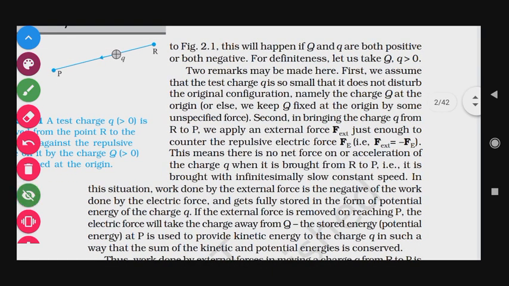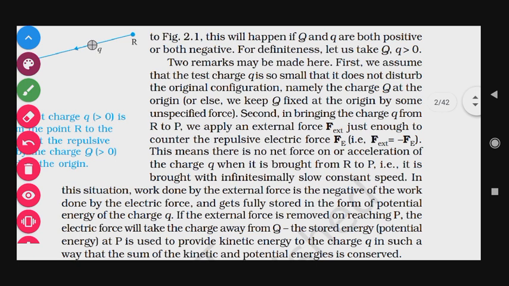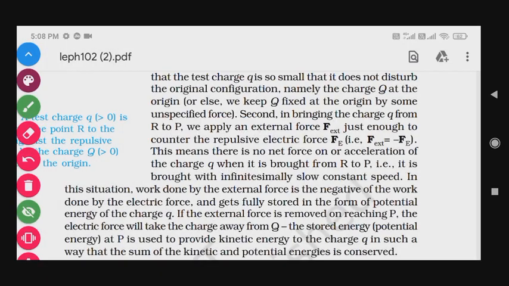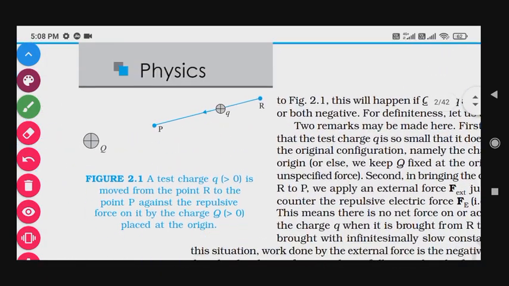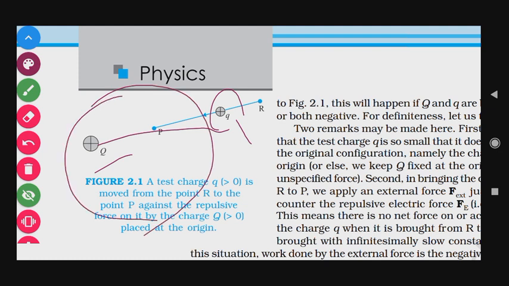Two remarks may be made here. First, we assume that the test charge small q is so small that it does not disturb the original configuration, namely the charge Q at the origin, or else we fix Q at the origin by some unspecified force. So we'll take the test charge, the small q, as small. Why are we doing this? Because if the magnitude of this charge is large, it will exert a force on this and will disturb its electric field region.